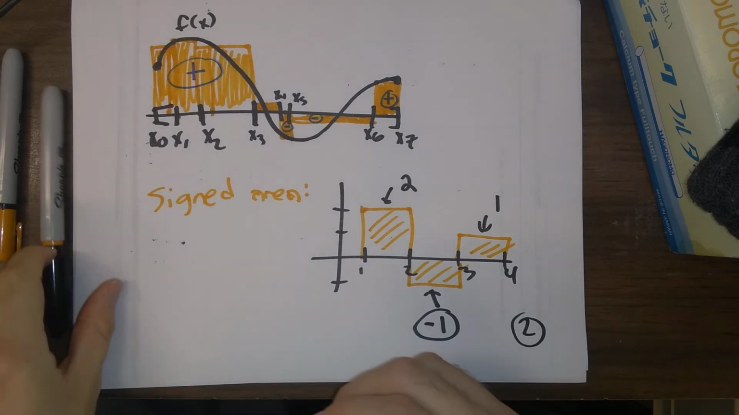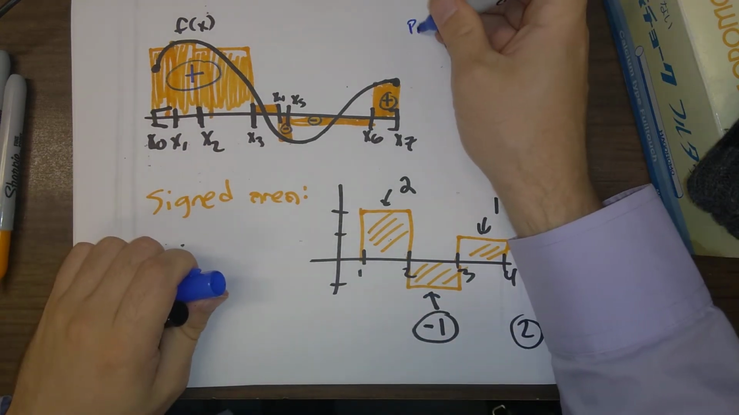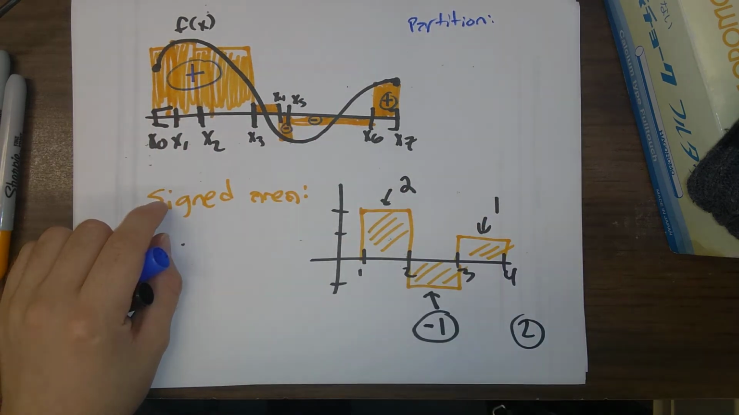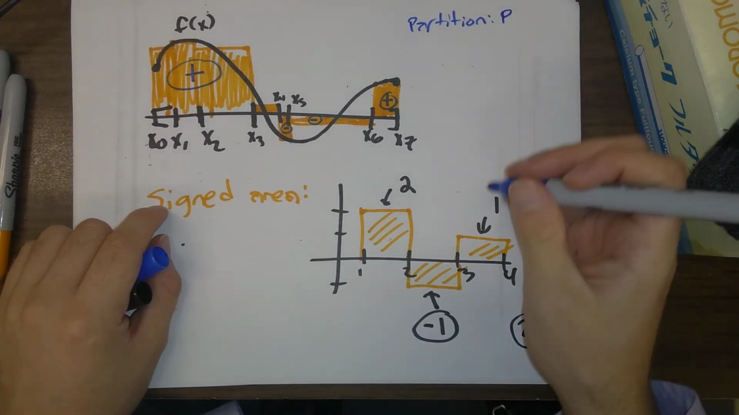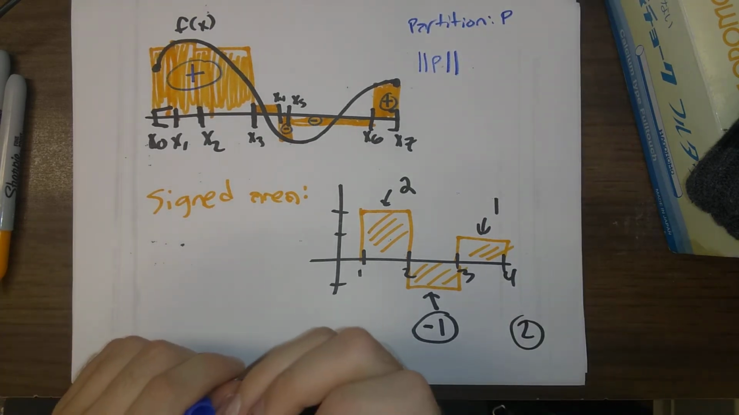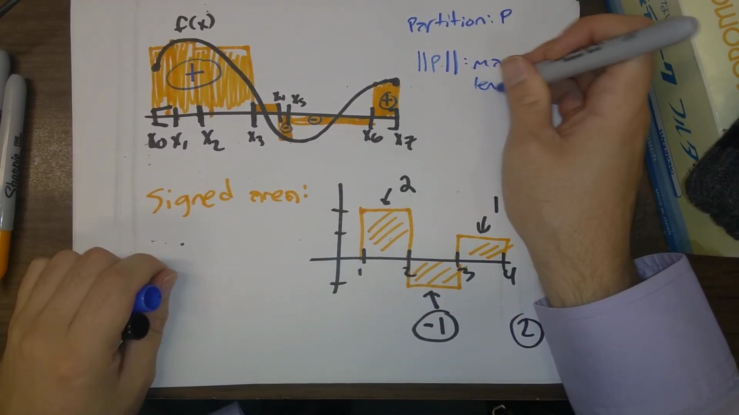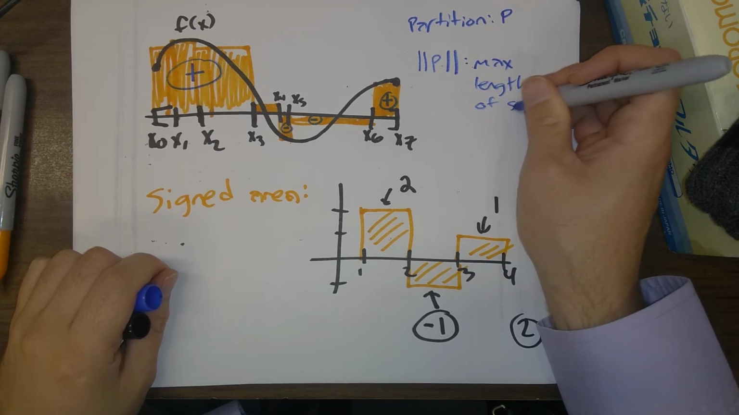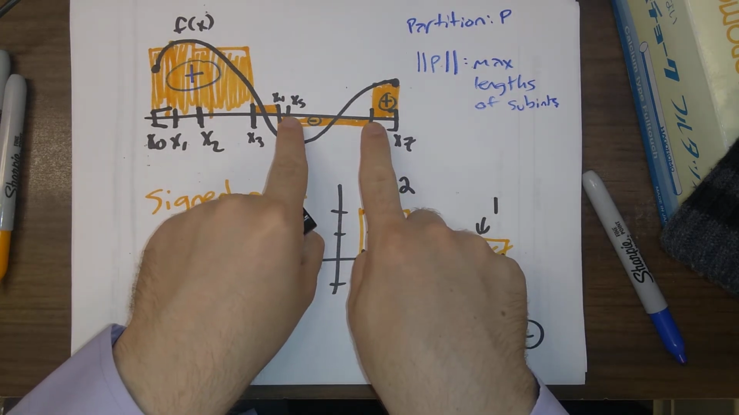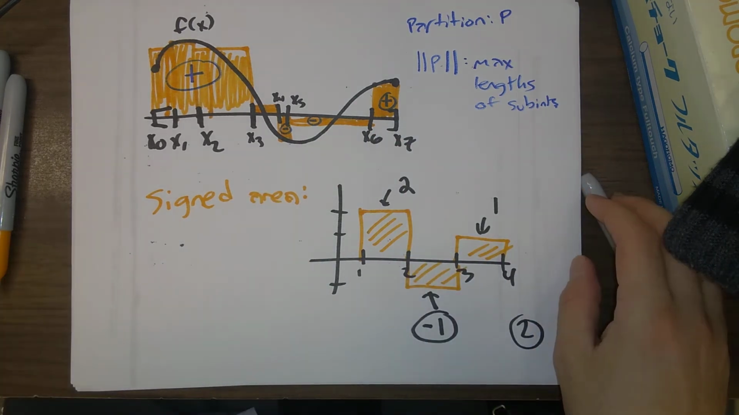One more thing that we're going to have to talk about is when we take a partition. The partition is the decision of how we're going to chop things up here. We call our partition P. We introduce this concept called the norm of the partition, which is the maximum of the lengths of the subintervals. So in this case, what's our longest subinterval? It's probably this one. Whatever is the distance from here to here, that would be the norm of this partition.